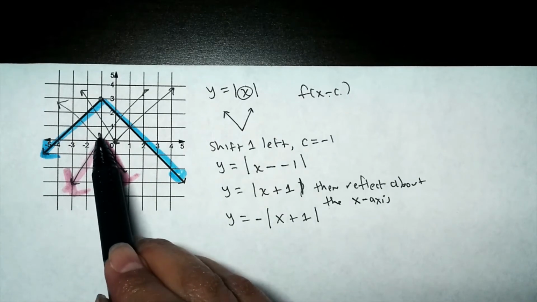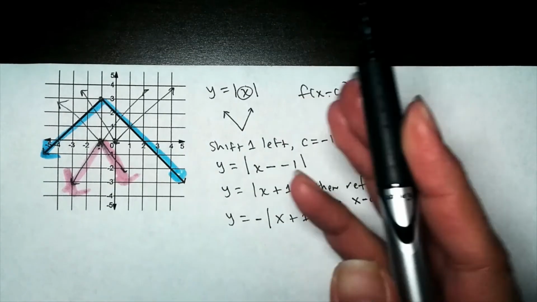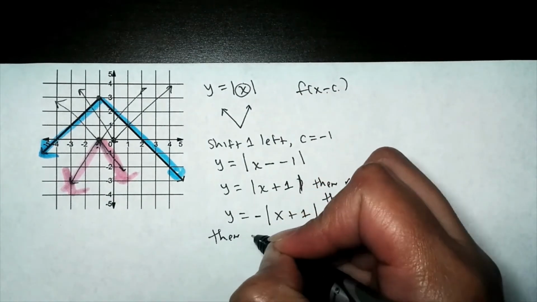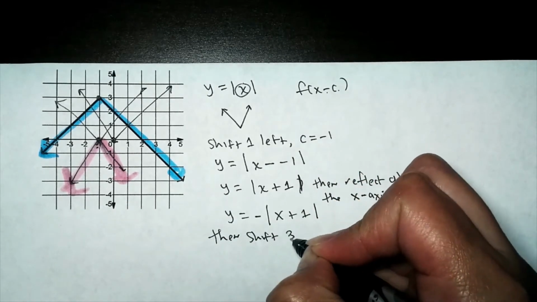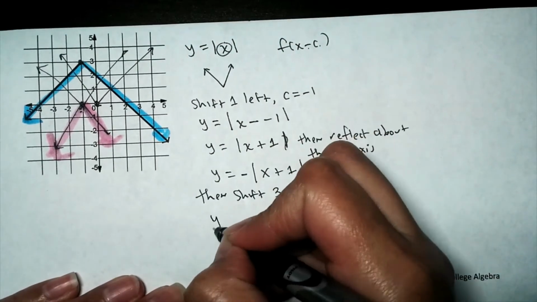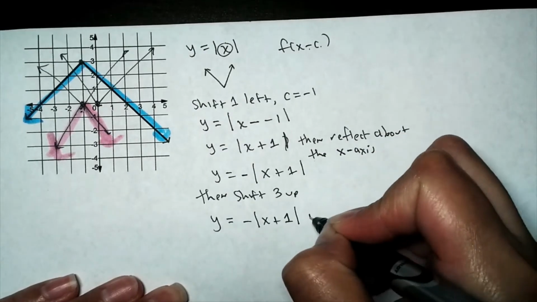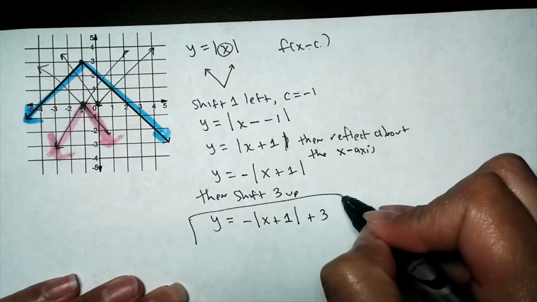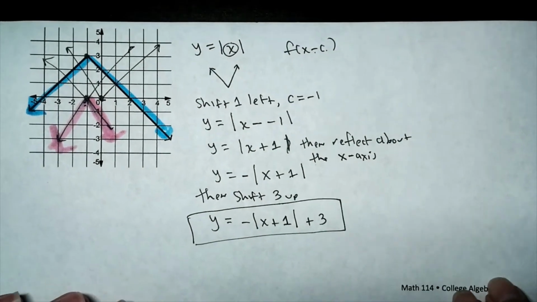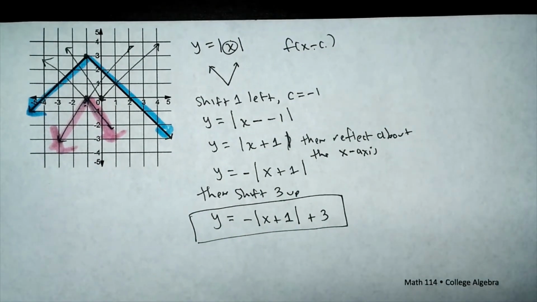We just need to move it up. So then we're going to shift. We are at negative 1, 0, so we just need to shift 1, 2, 3 units. Then shift 3 up. Okay, so vertical shift, then we're going to go ahead and add 3 to the function, or to the value of y. Cool.